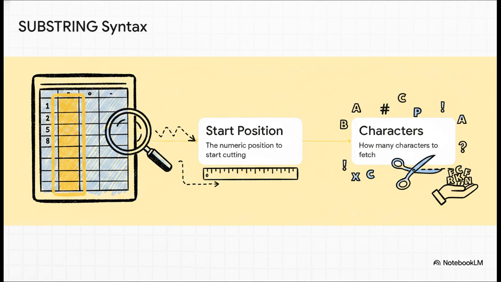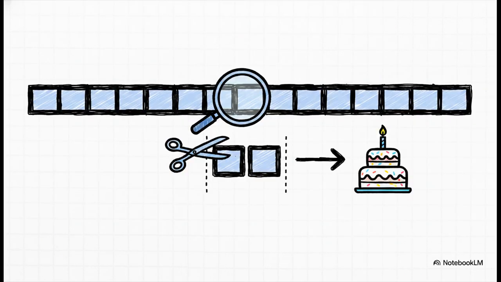Step 2, you give SQL the starting position, meaning the exact numeric character place where you want to start cutting. And step 3, you tell it the number of characters you want to fetch right from that starting point. Let's see that concept in action.